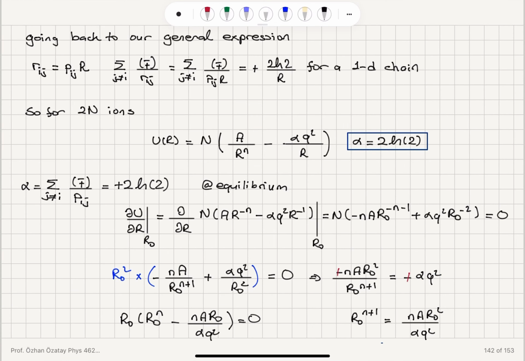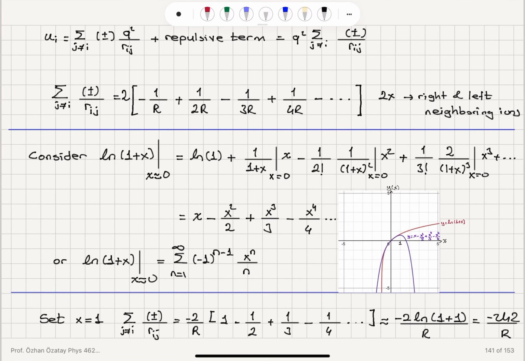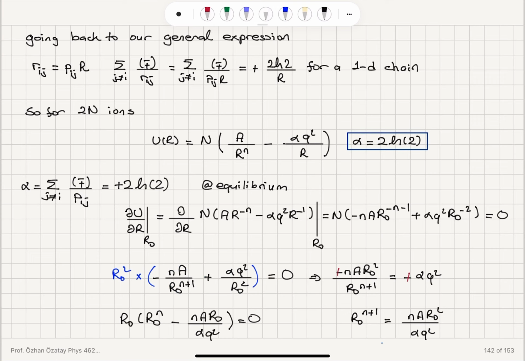So this allowed us to recognize the Madelung constant to be 2 log 2 when we write this as minus plus divided by Rij instead of plus minus. The way we write the total potential is capital N A divided by R to the power n, the repulsive term, minus alpha q squared over R, the attractive term. Because of this minus sign, the plus minus turns into minus plus and the Madelung constant becomes 2 log 2. Substituting that for alpha in our final expression, we will get the answer.